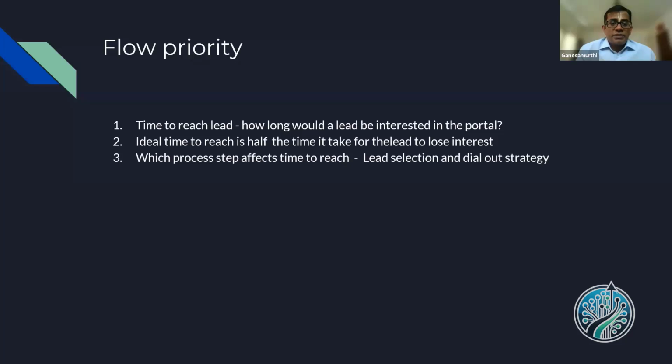Which process step affects time to reach? So then you find in these 4 steps, high level transformation steps that you have designed, which step has the highest impact on the time for conversion? In the current case that we are discussing, it is the lead selection and dialogue strategy that affects the time to reach, not necessarily the talking. Conversion is more affected by selection and dialogue strategy than by actual talking itself. Surprise, no?